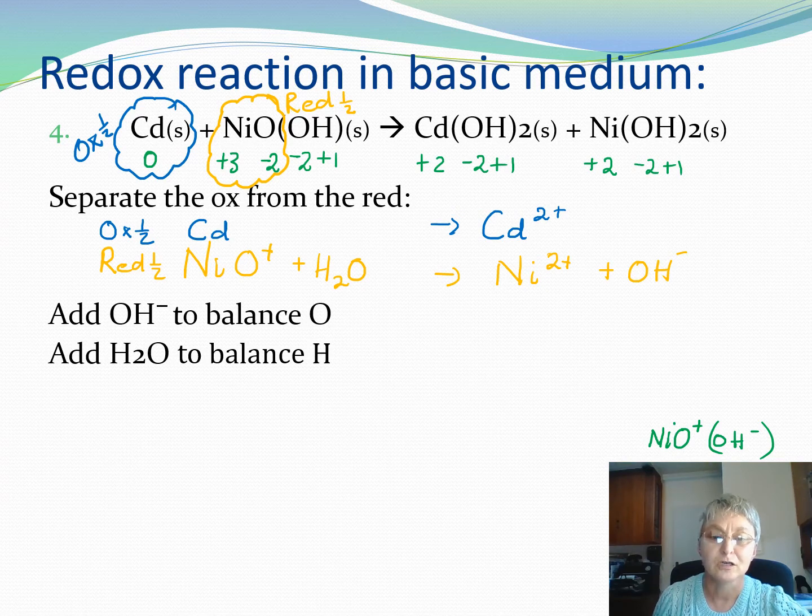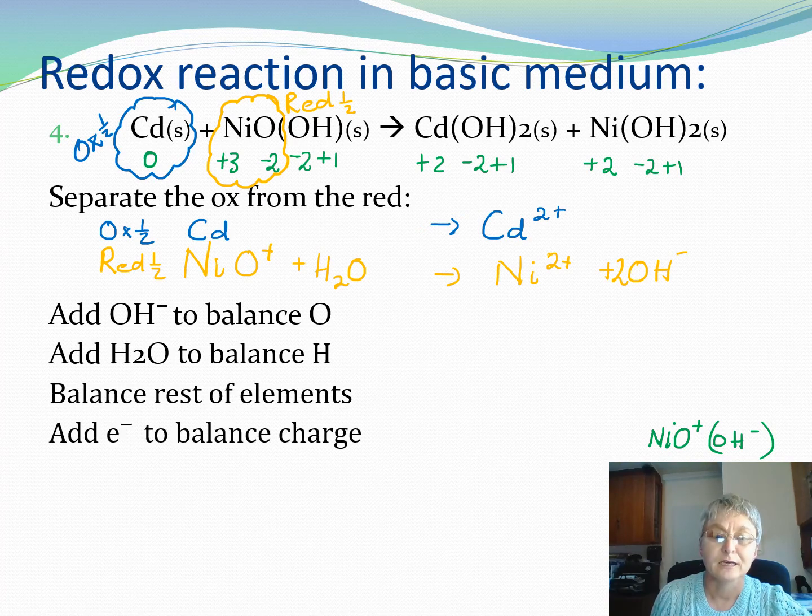We add hydroxides to balance oxygens and waters to balance hydrogens. So in this case, I actually need another hydroxide on the product side. Let's check it. 1 nickel on each side, 2 hydrogens on each side, 2 oxygens on each side. Voila, it's balanced. Next, we need to balance the rest of the elements, and they're all balanced as is.